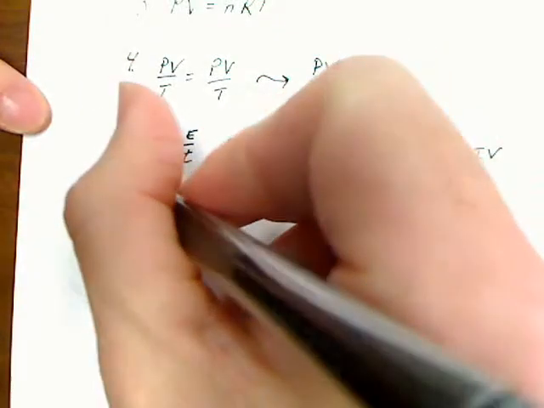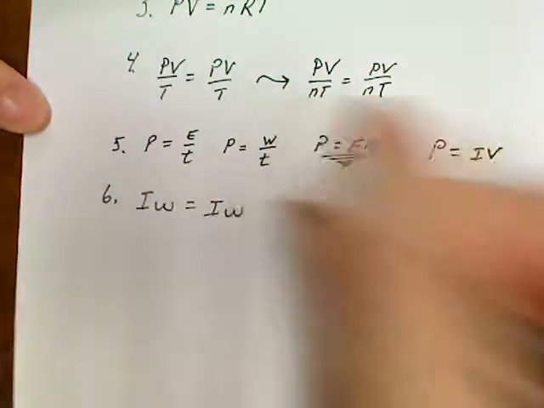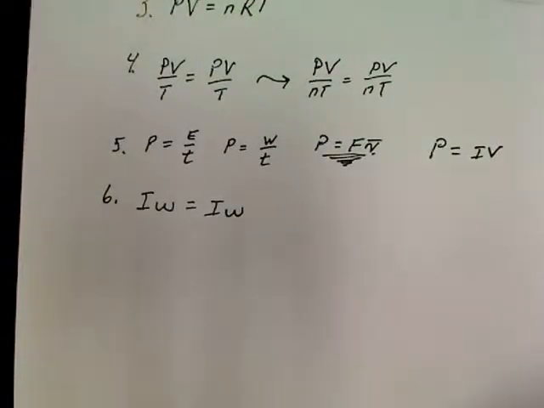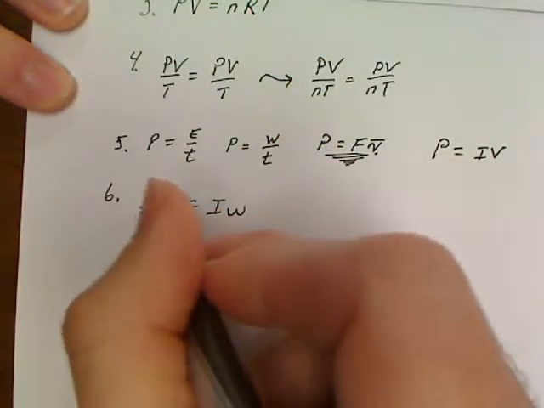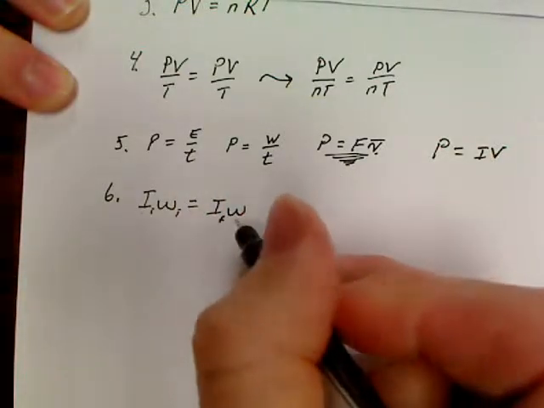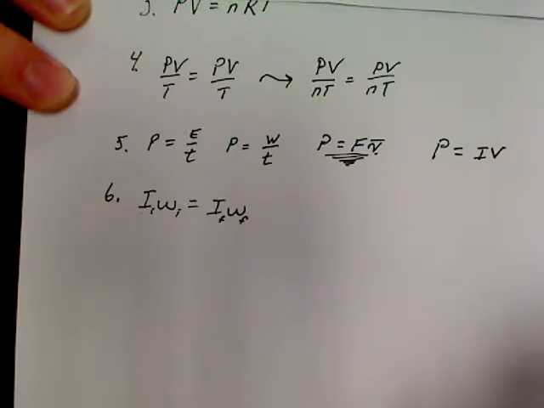Alright, number 6. A merry-go-round is just an I omega equals I omega kind of question, where usually what's going to happen is these are going to be your initials, finals. You're going to probably change your I.